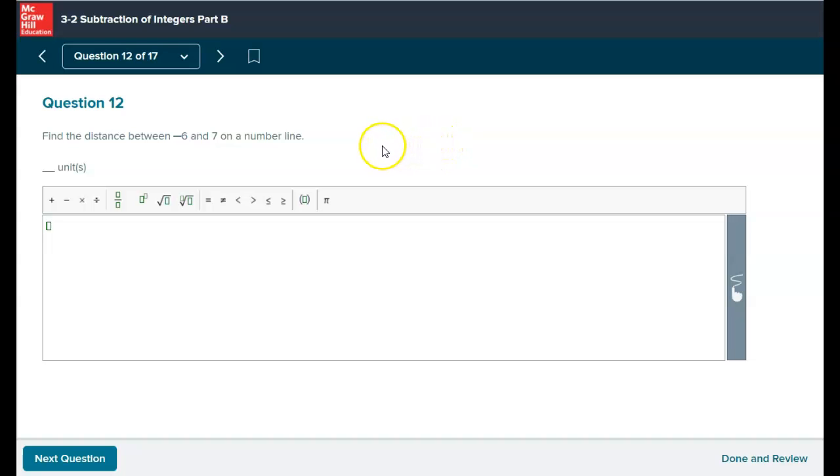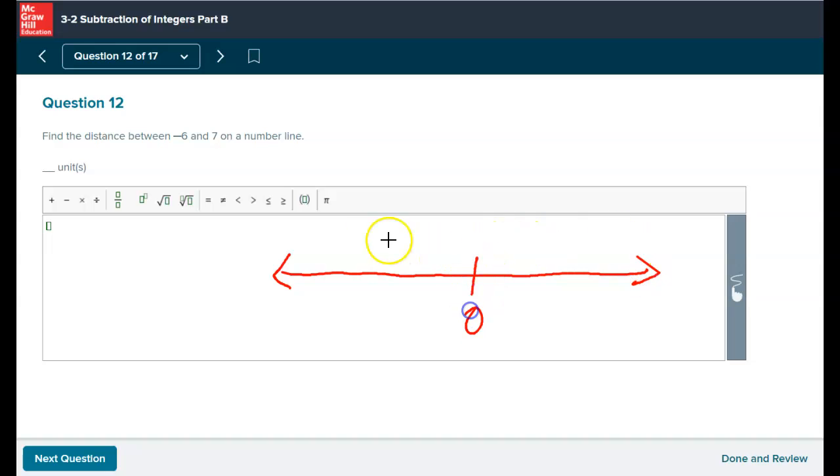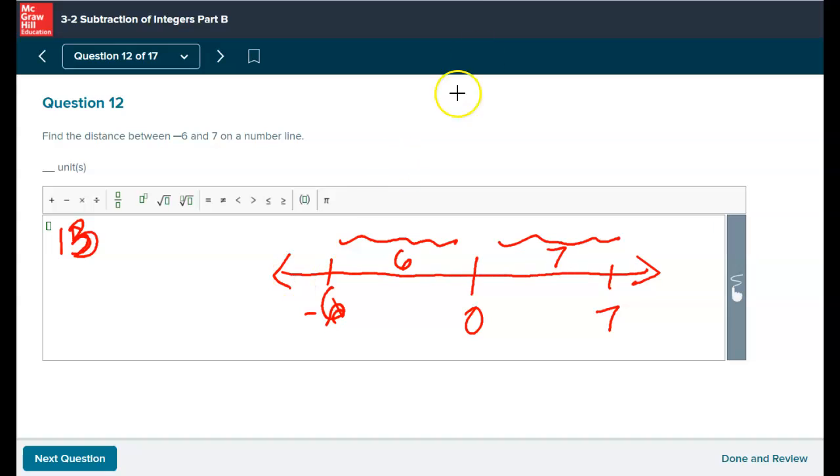For number 12, find the distance between negative 6 and 7 on a number line. Well, this is the one where you can kind of do a mental number line, because we know that what we're going to have here is negative 6 over here. Oh, that's supposed to be a 6. And we're going to have 7 over here. We know this distance is 6, and we know this distance is 7 units. What's 6 plus 7? This one's just 13. Sorry, we're glitching here.